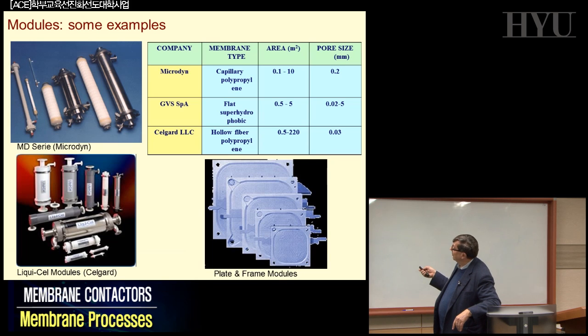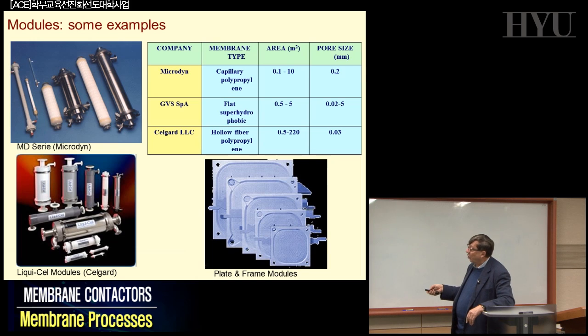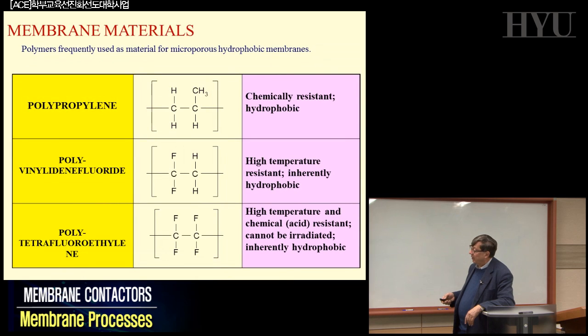Basically, what you see here, per side, is 0.2, 0.03, 0.02, just in the range I was mentioning. And the material is again polypropylene or PVDF. And you can have a flat sheet or you can have hollow fibers, exactly as in the other kind of problem. So this is the structure of the material.